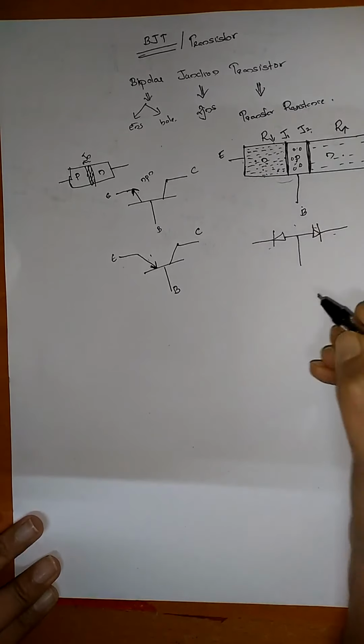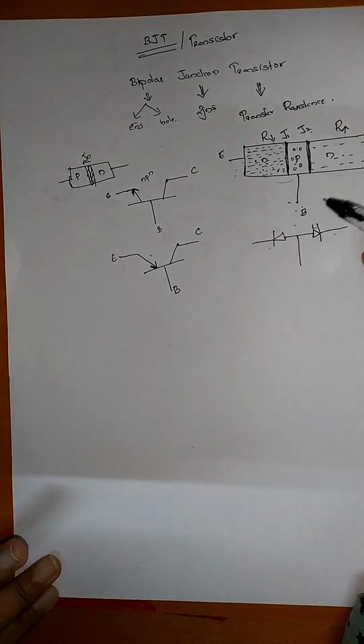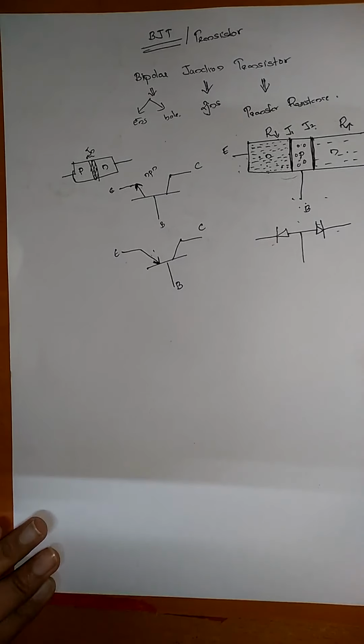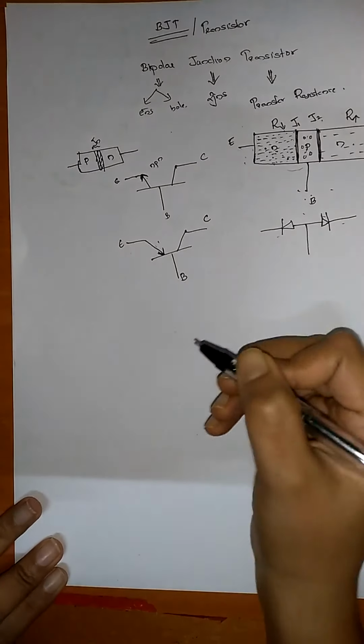Okay, so either we can give input here and take output from here, or we can do it in the reverse also. So this is a transistor. A transistor is a two-port device. So how can we connect it?